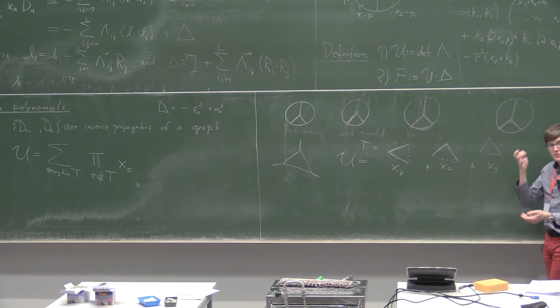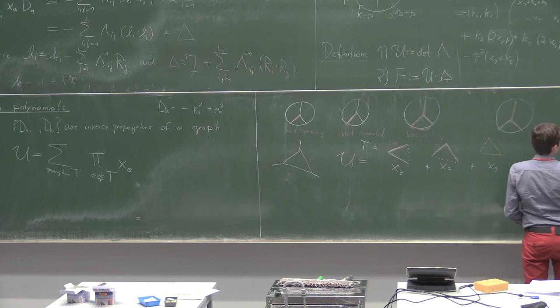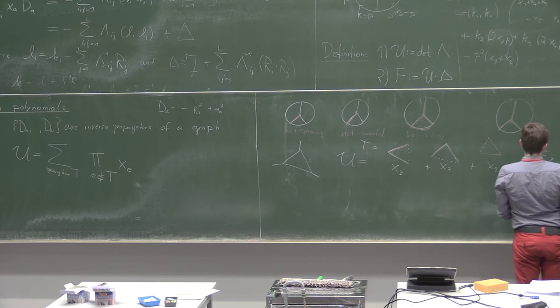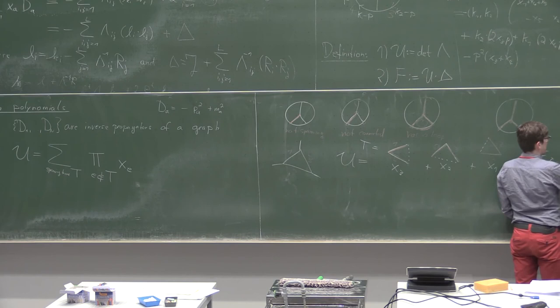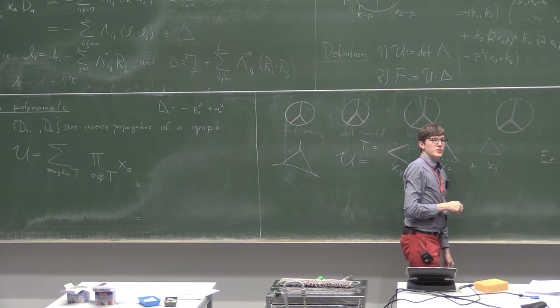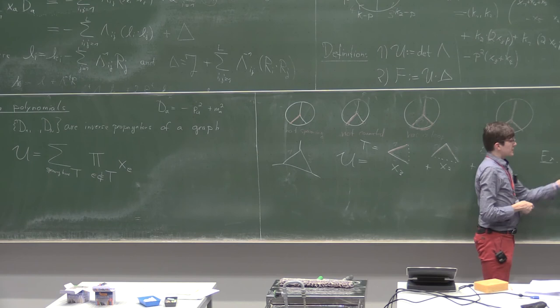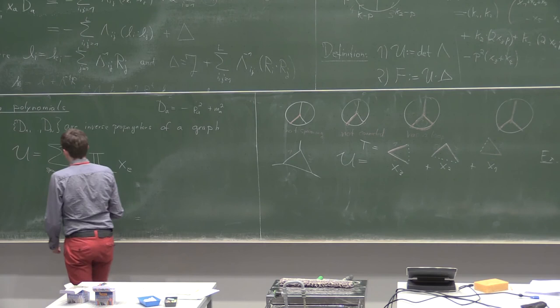So an exercise you can do: go back to the graph we did earlier. This one, right? It had 5 edges. Notice that the external x's don't matter for you. We have 1, 2, 3, 4, and 5. Use this rule to check that the formula that I gave earlier for you is correct. Earlier we wrote U as a determinant, and you can check whether or not this is the same. And there's a similar formula for F.